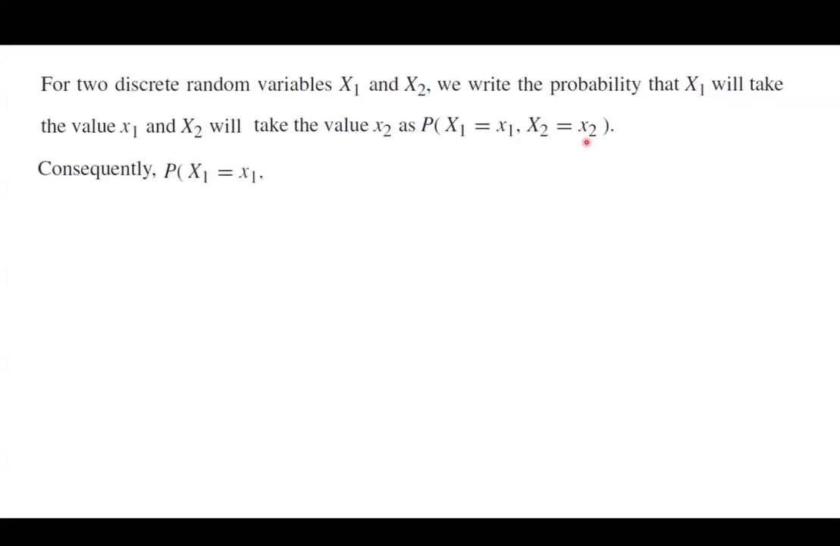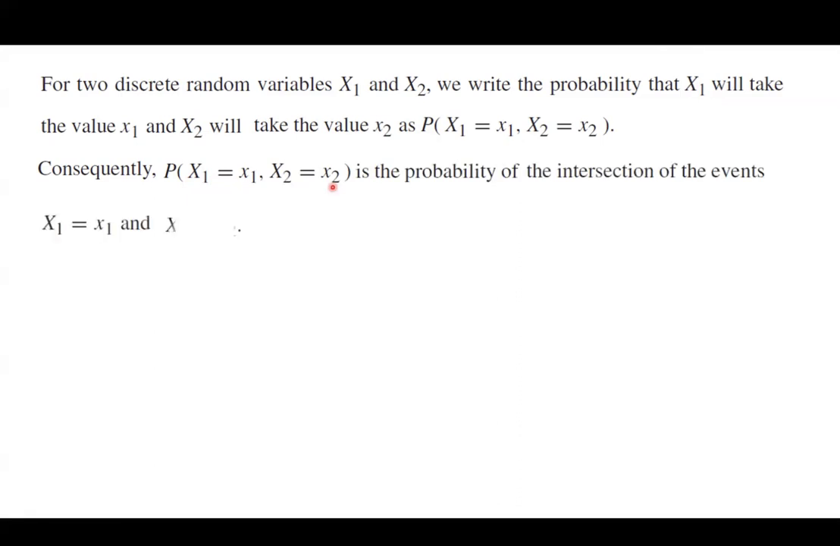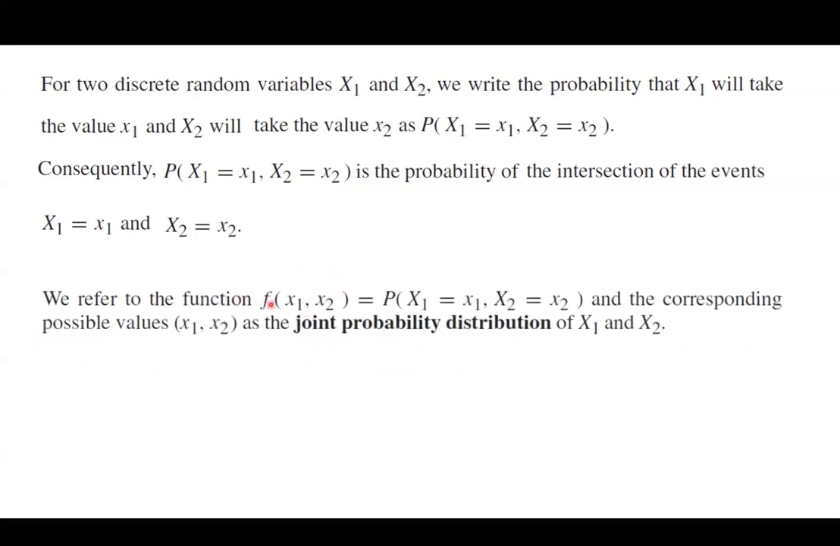Consequently, the probability that X1 takes on x1 and X2 takes on x2 is the probability of the intersection of the events X1 is x1 and the random variable X2 takes on x2. We refer to the function f of x1 and x2, which is the probability that X1 is x1 and X2 is x2, and the corresponding possible values of x1 and x2, as the joint probability distribution of these two discrete random variables.